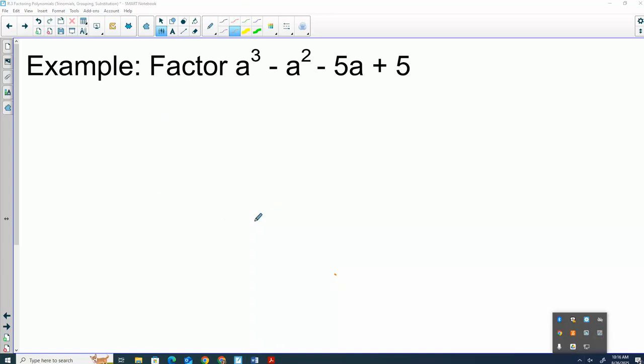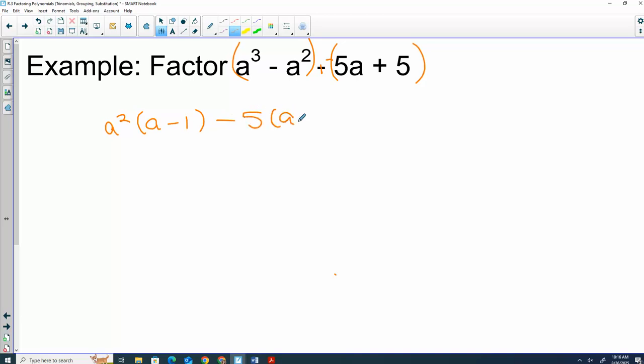Okay, so what do I do before I add my parentheses? Plus negative. And then we can add our parentheses. So the first set you can take out a squared, which would leave us with a minus 1. Second set, what are you going to take out? That would leave you with a minus 1. They both have the a minus 1, so you take that out. And we have a squared minus 5.